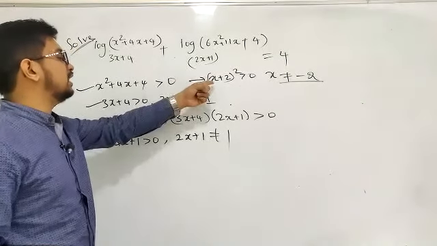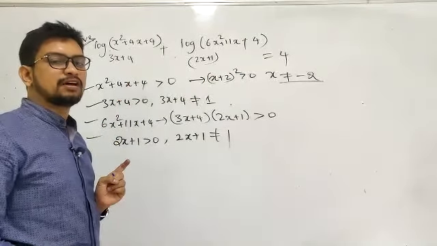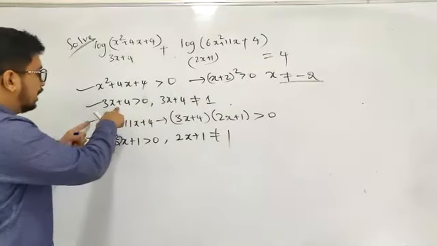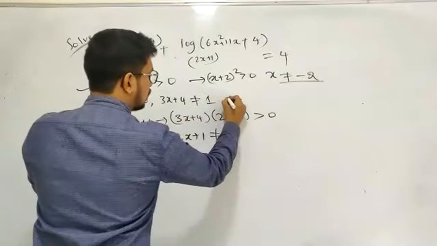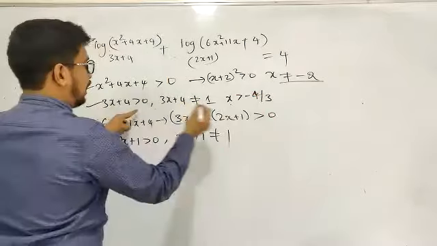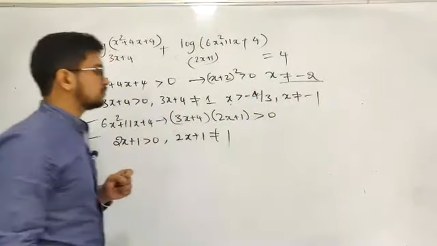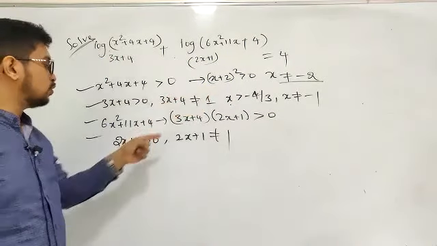If x is equal to minus 2, this will become 0, but as per our rule of logarithm, the argument cannot be 0. And what about this? Here, x is greater than minus 4 by 3, and x is not equal to minus 1.